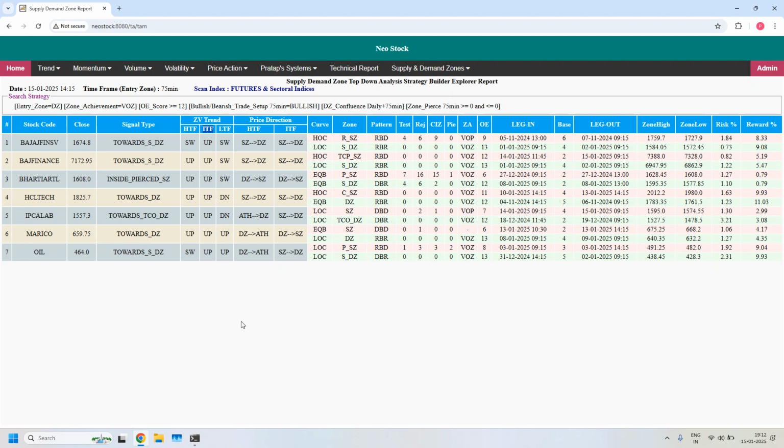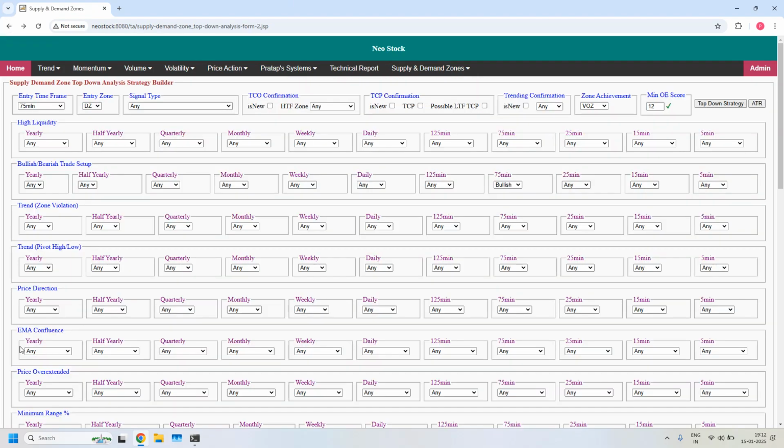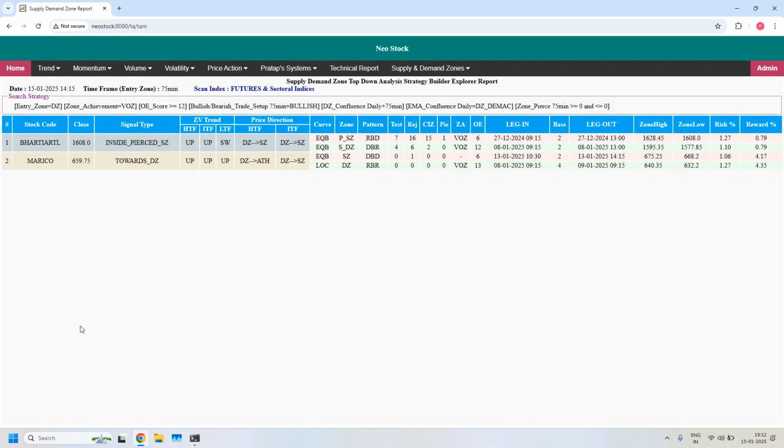Daily means ITF trend. So that's why let us verify if daily demand zone is having daily EMA confluence, they are even more high probability trade setup stocks. So in the EMA confluence daily time frame, because 75 minutes demand zone is part of the daily demand zone, that's why we are looking for daily demand zone having daily EMA confluence. With this we got 2 stocks. So these two 75 minutes demand zones are even more high probabilities supported. That's why Bharti Airtel already tested 4 times.